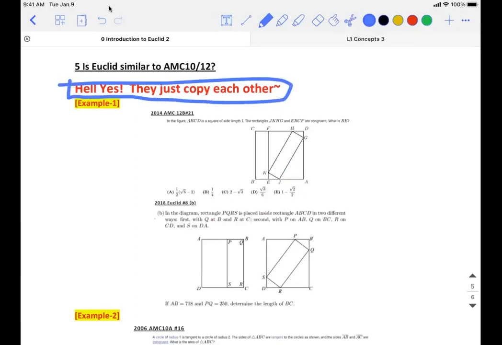They just copy from each other. And of course, most of the time, Euclid copies from the AMC exams. I want to give you 2 examples. I think the examples will speak for themselves.